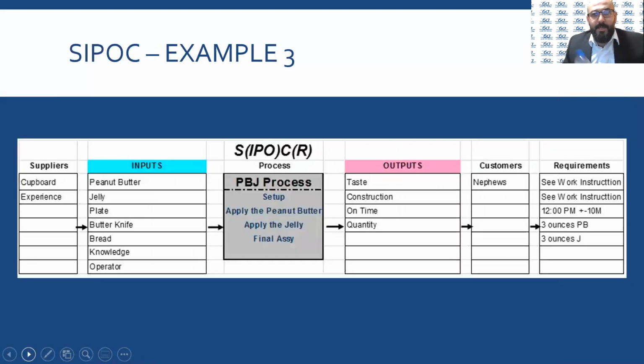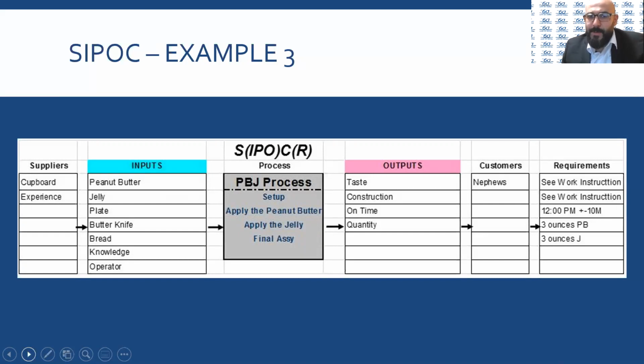Let's see, here's another example, which is basically making a peanut butter jelly sandwich. Suppliers would be cupboard. Experience is an input. What is the input for this process? Peanut butter, jelly, plate, knife or butter knife, bread, knowledge, operator.